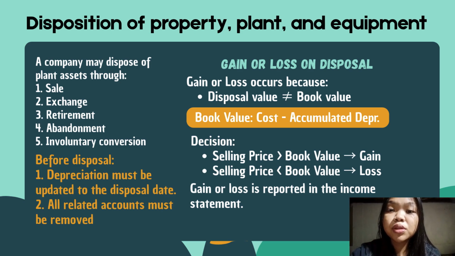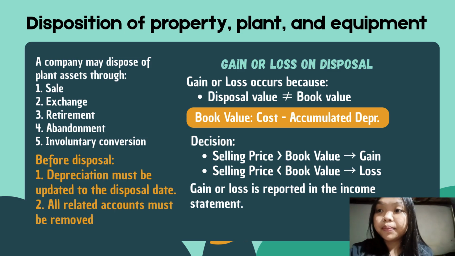When a company disposes of an asset, it may experience either a gain or a loss. First, the company calculates the book value using the formula you can see on the slide. Then if the selling price is higher than the book value, the company records a gain. If the selling price is lower than the book value, the company records a loss. The gain or loss is reported in the income statement.